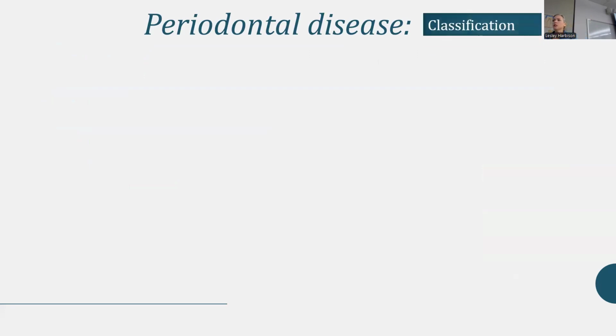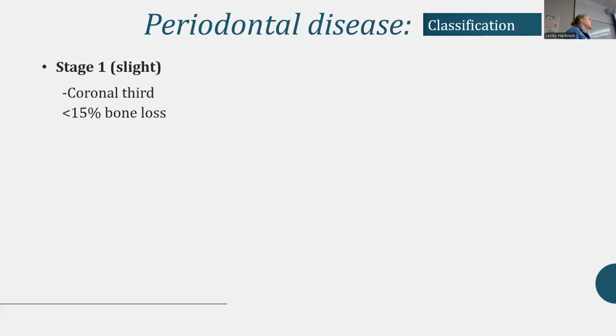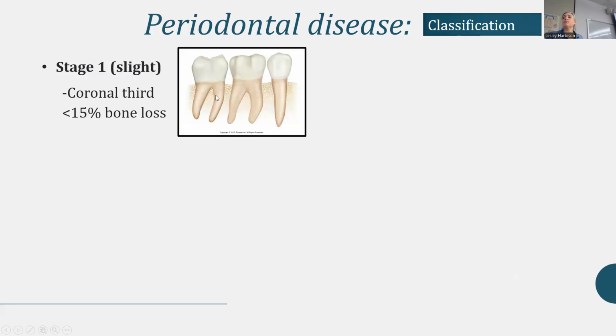Okay. So classification: you just have to have a generalized understanding of this, because when I give you x-rays, I'm going to say stage this x-ray, and you're going to just do your best to figure it out. Stage 1, slight, is going to be in the coronal third, with less than 15% bone loss, and it'll probably look something like this. Very minimal bone loss. That's going to be stage 1 perio.